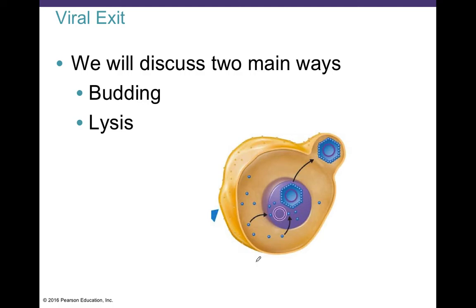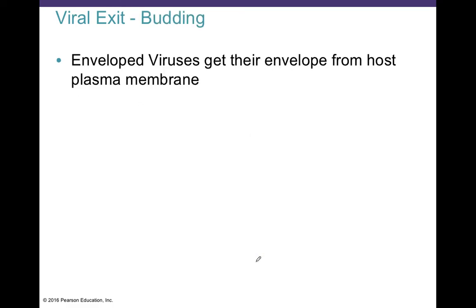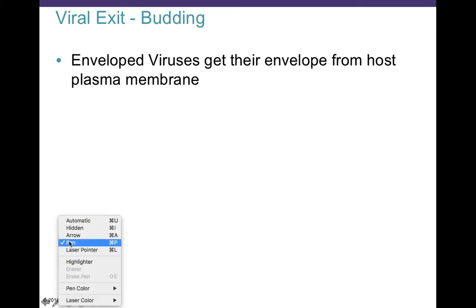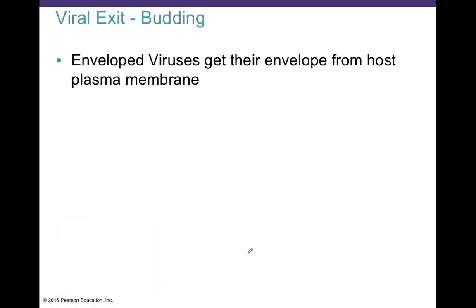So the last step is viral exit. We're going to discuss two ways that the virus can get out of the cell: budding and lysis. Let's look at budding first. In viral budding, the virus is going to push its way out of the plasma membrane. And this is something that's only going to happen with enveloped viruses.